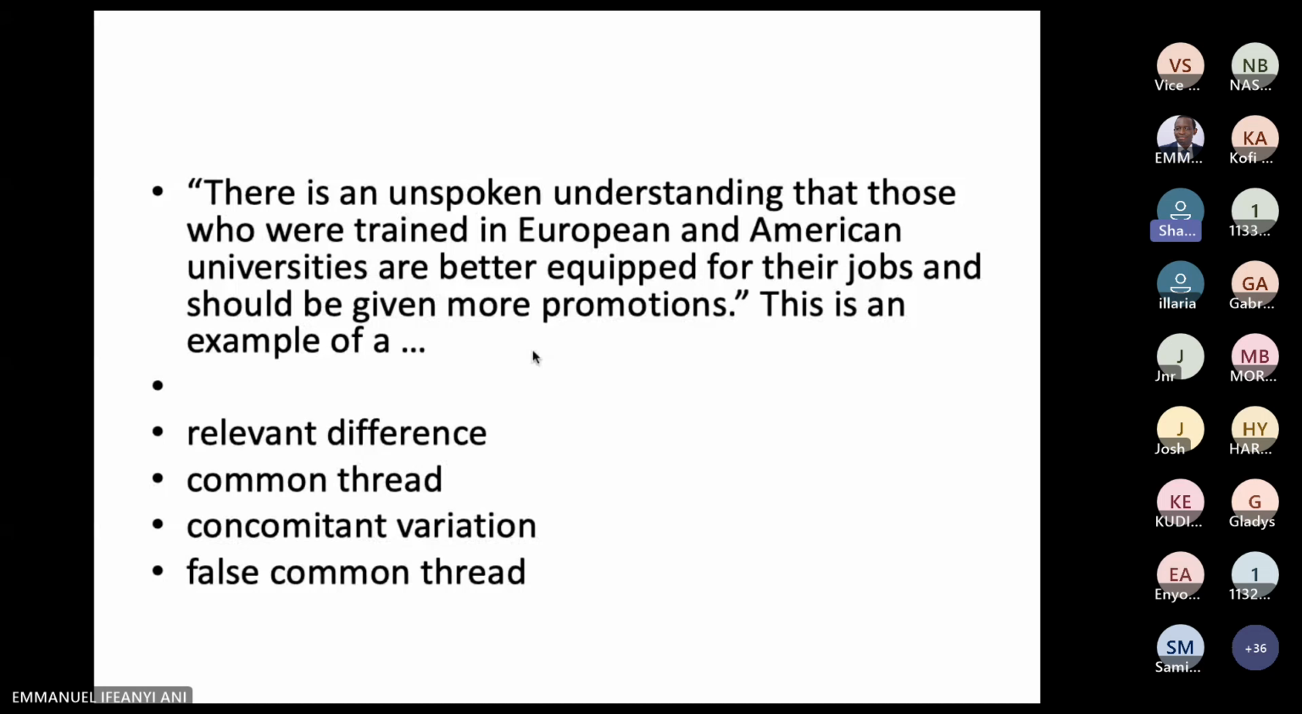So if we have 10 workers here, and we have 8 of them who were trained outside, they are specifically making the difference. You get it? So that is why I think it is relevant difference reasoning.